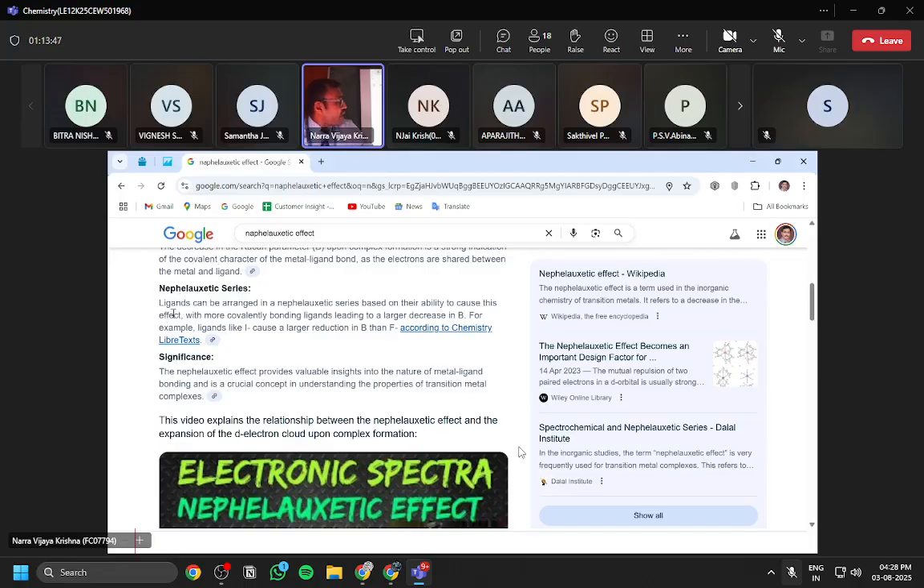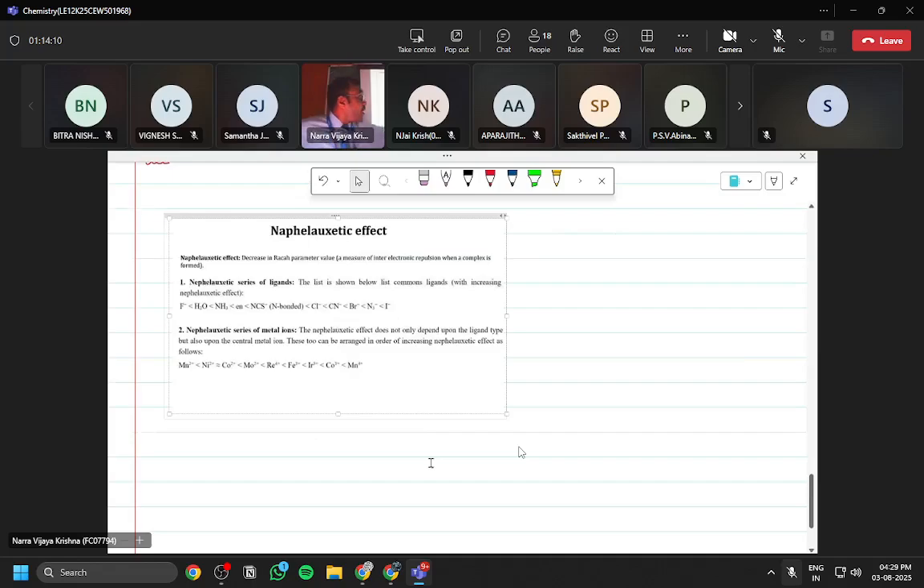Nephelauxetic series. Ligands can be arranged in a nephelauxetic series based upon their ability to cause this effect, with more covalently bonding ligands leading to a larger decrease in beta. For example, ligands like I- cause a larger reduction in B. That's why you see this. I- will have more nephelauxetic effect, right?